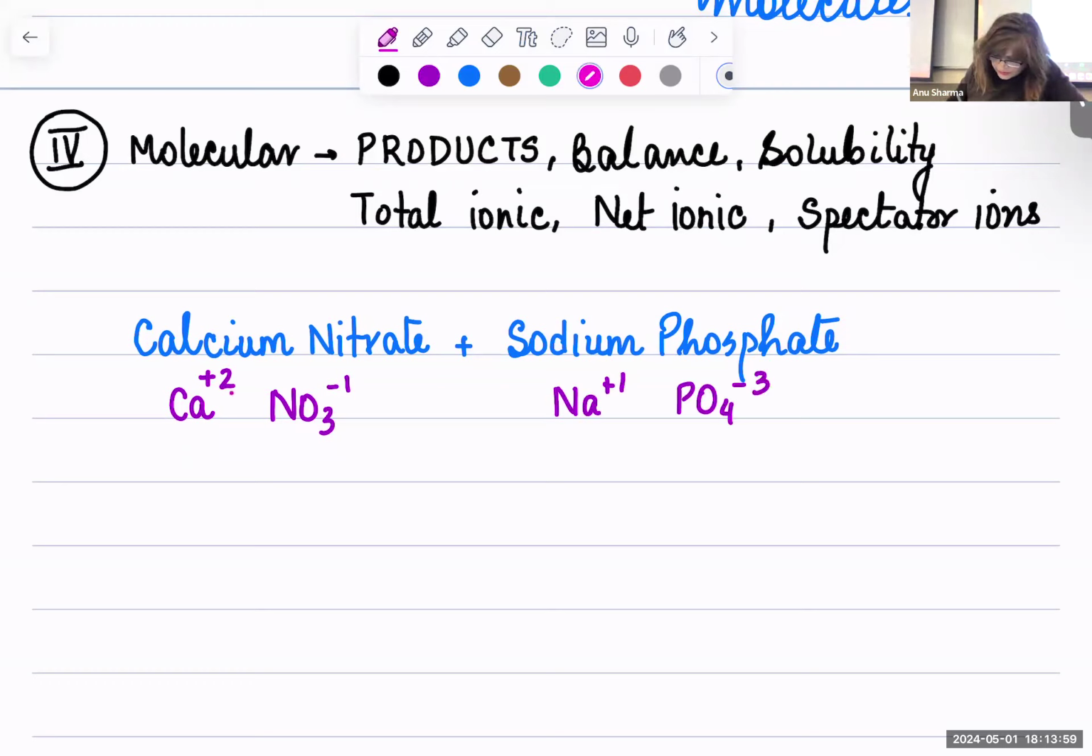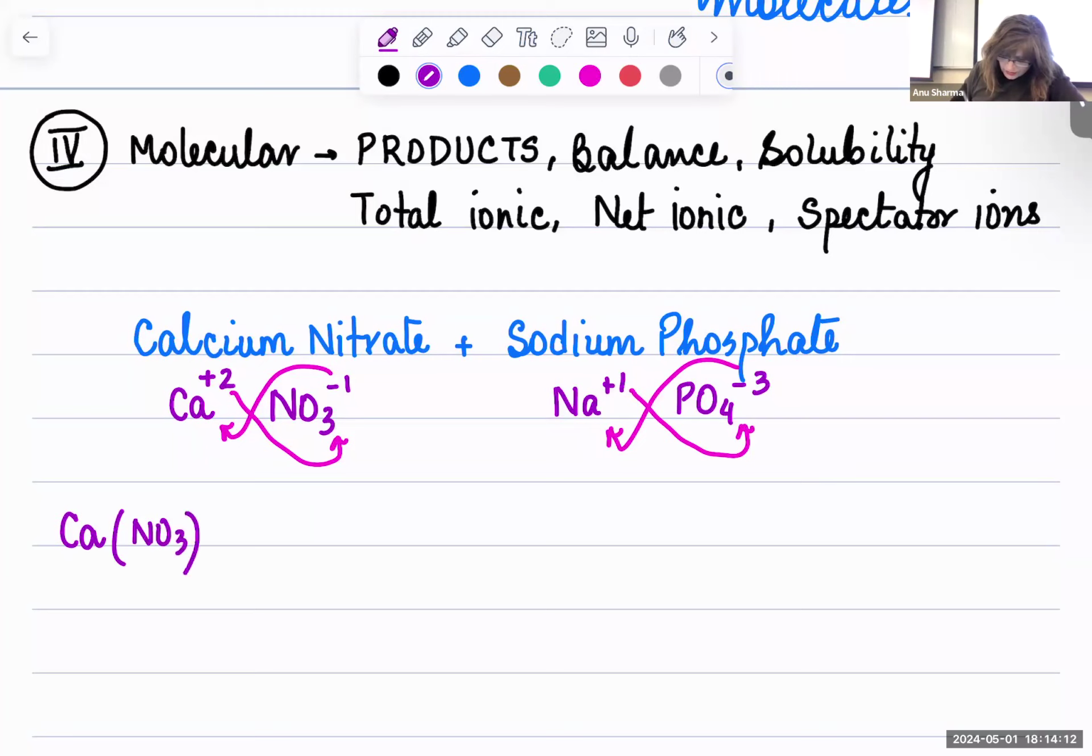Crisscross. What do you get? This one comes here and this one goes there. This one goes here and this one goes here. So now write the formula. This becomes Ca, brackets NO3, whole twice. Everybody understood how that formed? Because anytime more than +1 charge is carried over, the polyatomic ion is put in parentheses.